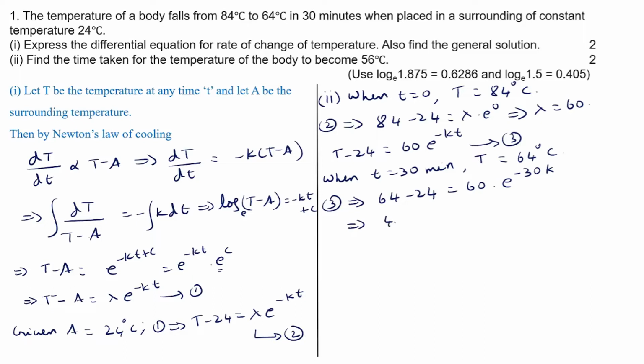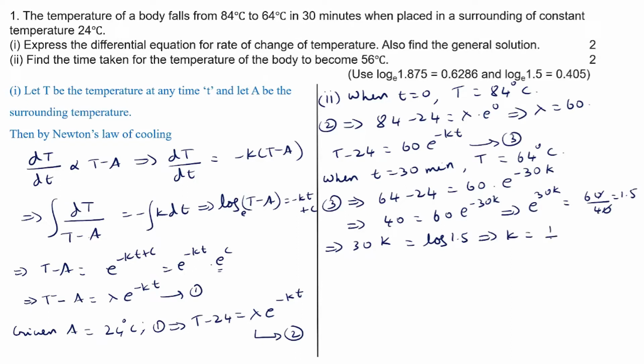So from this we get 40 is equal to 60 into e raised to minus 30k, or we have e raised to 30k as 60 upon 40. This is nothing but 1.5. So we got e raised to 30k as 1.5. If we take log on both sides, we have 30k log e, log e is 1, equal to log 1.5. So from this we have k is equal to 1 by 30 into log 1.5. Let us take this as equation 4.